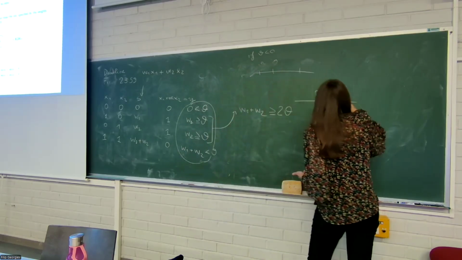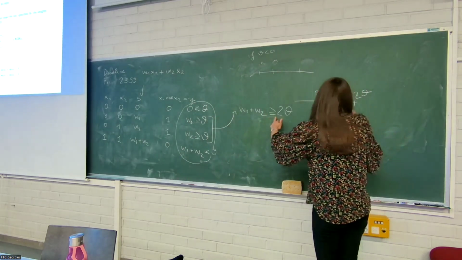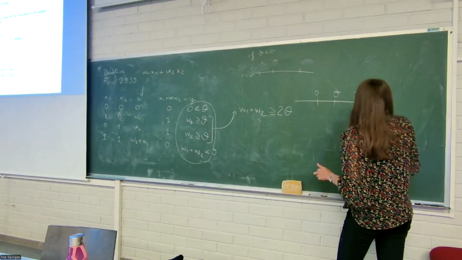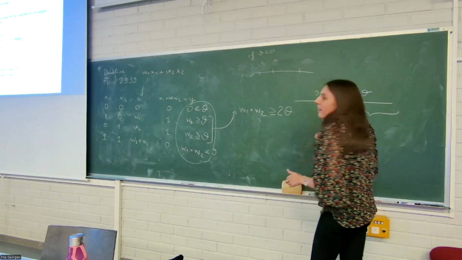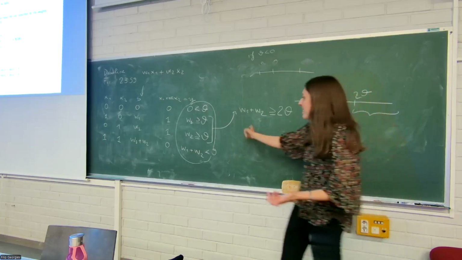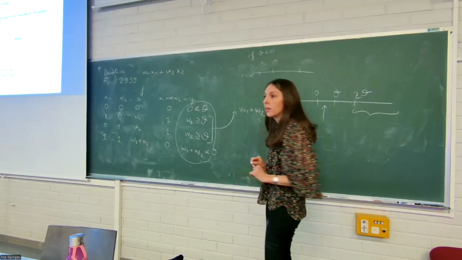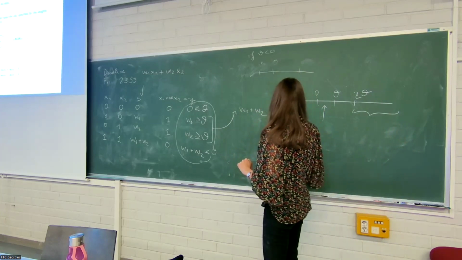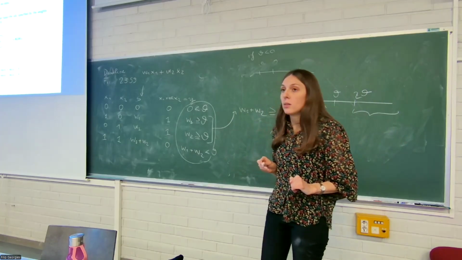This is 0, this is theta, this is 2 theta. And this one is telling me that I'm greater than 2 theta, so I'm here. But this one is telling me that I'm smaller than theta, so I'm here. Where is the contradiction? When we finish a proof, we do a square and we're happy about it. Are there any questions?